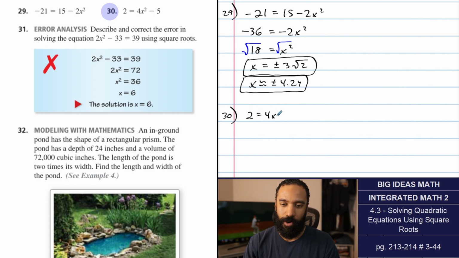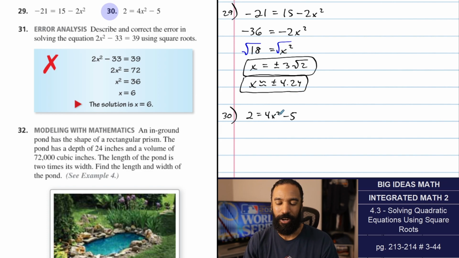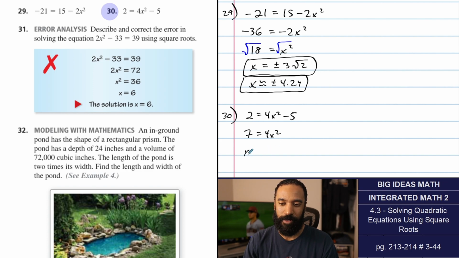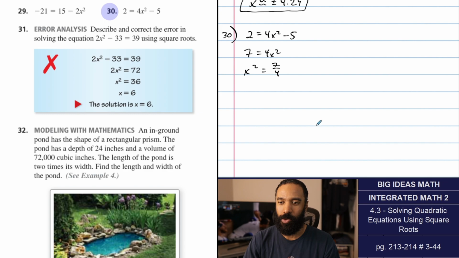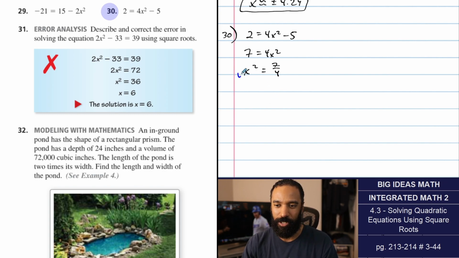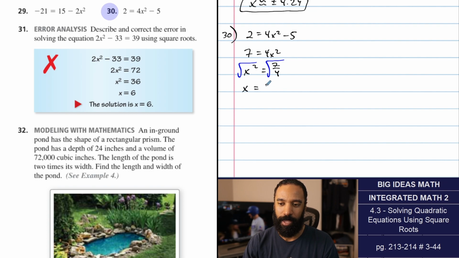2 equals 4x squared minus 5. You can tell we're not as interested in real solutions or no real solutions anymore. Add 5 to both sides. Divide both sides by 4, and you're going to get 7/4. Taking the square root, not as fun here. Nothing to rationalize or simplify in full. But we do get to take the square root on the top and bottom.